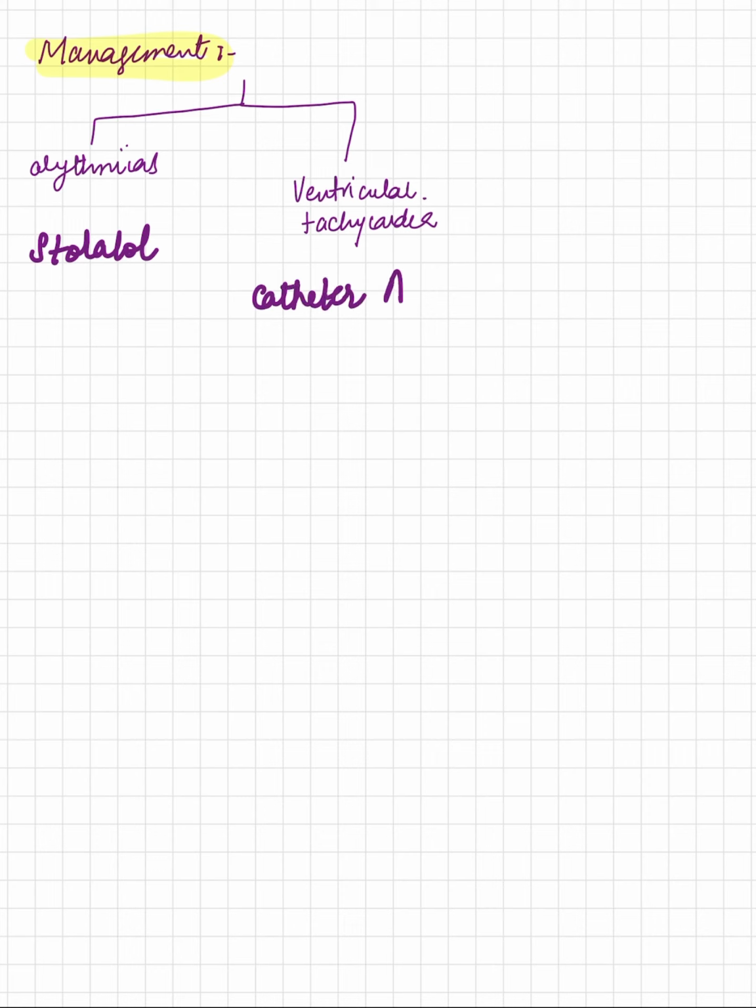Coming to the management in these patients, they have palpitations and arrhythmia, which is controlled by sotalol, which is a beta blocker, and the ventricular tachyarrhythmias or tachycardia is basically controlled with catheter ablation. In some cases, an implantable cardioverter defibrillator is also used.